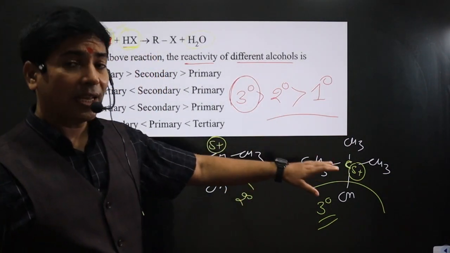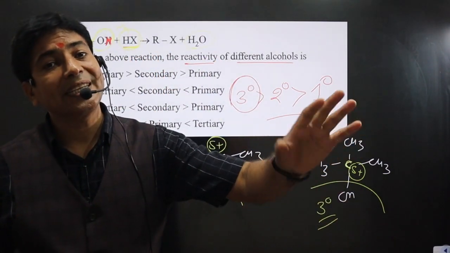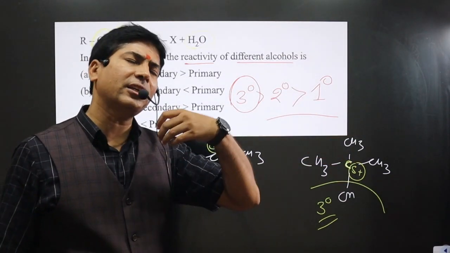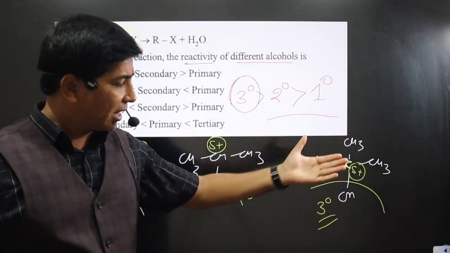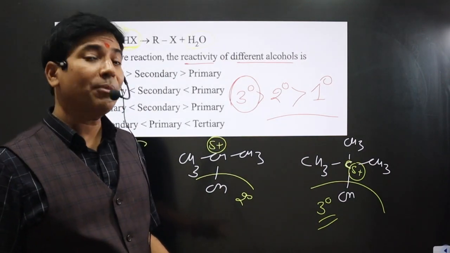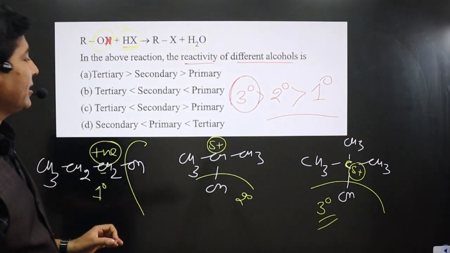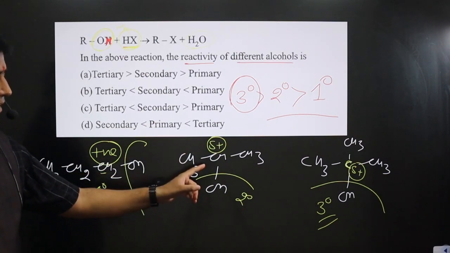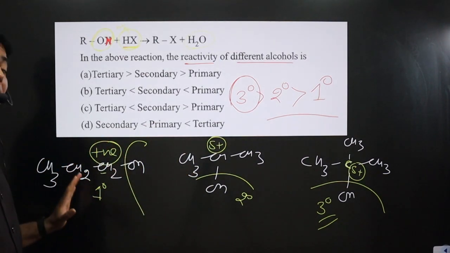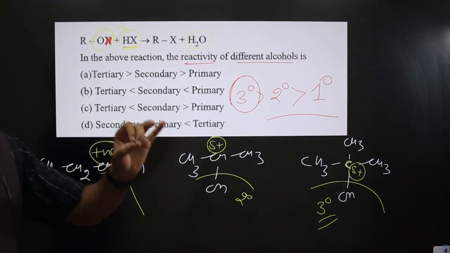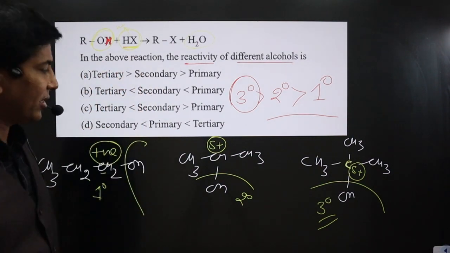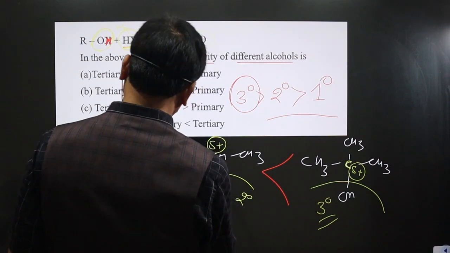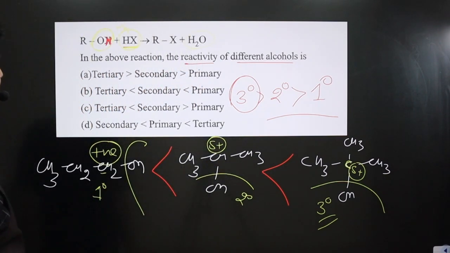So you can see tertiary alcohol, by removing OH, is gaining stability. So it will have a greater tendency to remove OH because it is getting stabilized. So the reactivity of tertiary alcohol will be greater than secondary alcohol, and secondary alcohol will be more reactive than primary alcohol in terms of releasing OH minus ion. This is the reactivity order: tertiary, then secondary, and then primary.